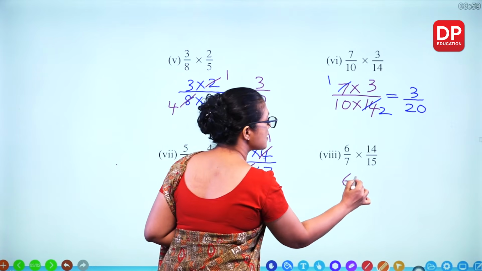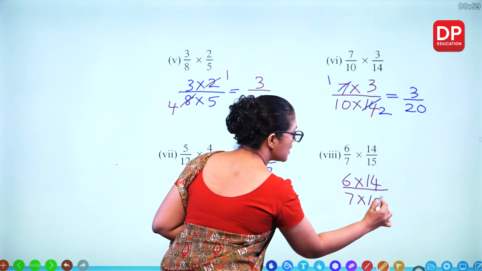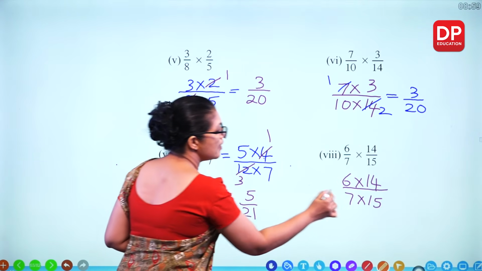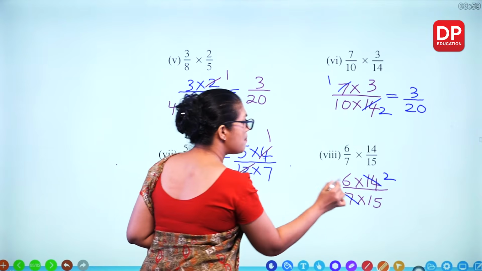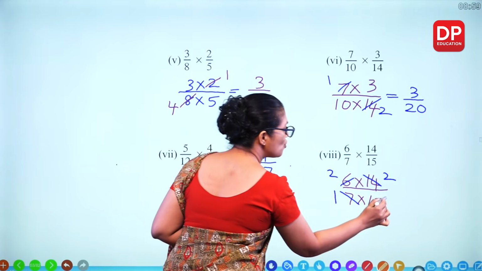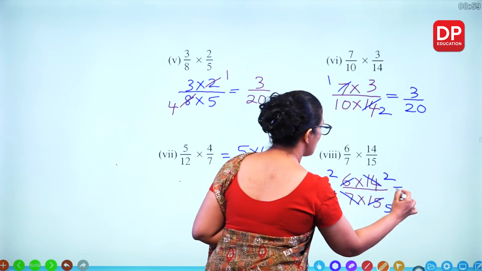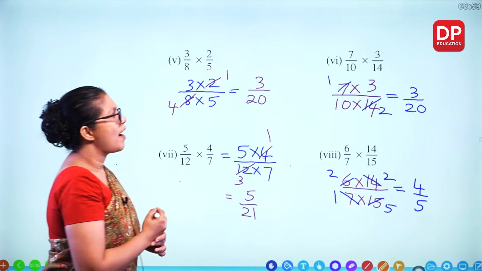This one, 6 times 14 over 7 times 15. Check whether you can simplify. Divide by 7, 1 and 2. Divide by 3, 3 times 2, 3 times 5. What you get? 2 times 2, 4, 4 over 5.